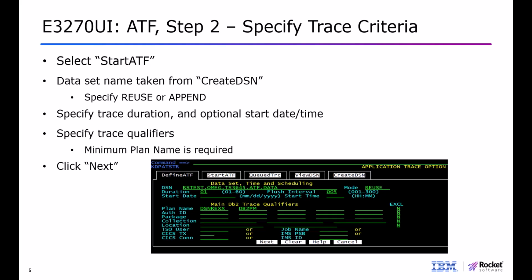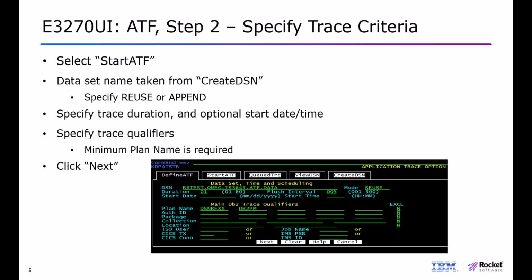So if you have an application that runs maybe on Tuesdays at 11 p.m., I can put that date and time in here so it will automatically kick off the application trace. I don't have to be physically online or looking at a screen or clicking on a button. It'll be automatically started for the specified duration.